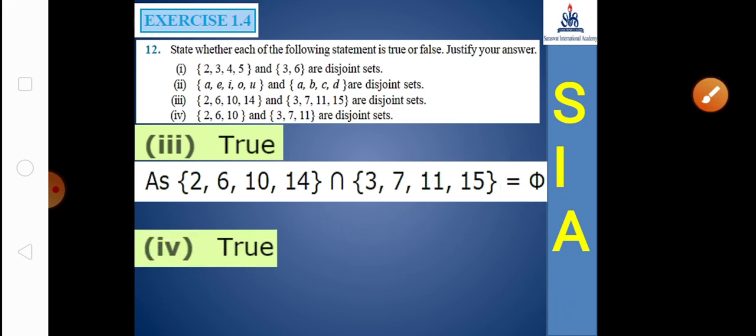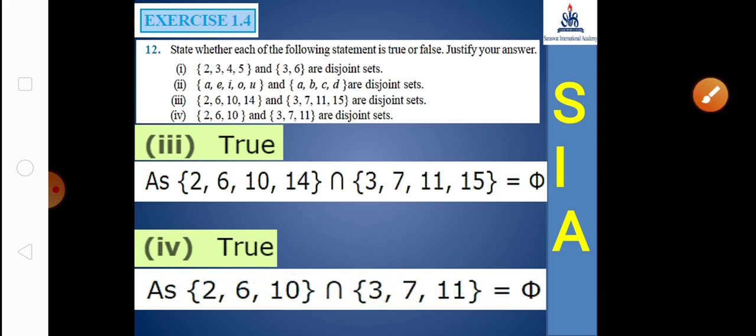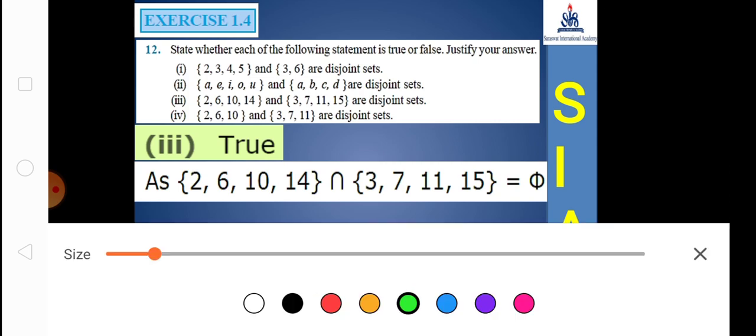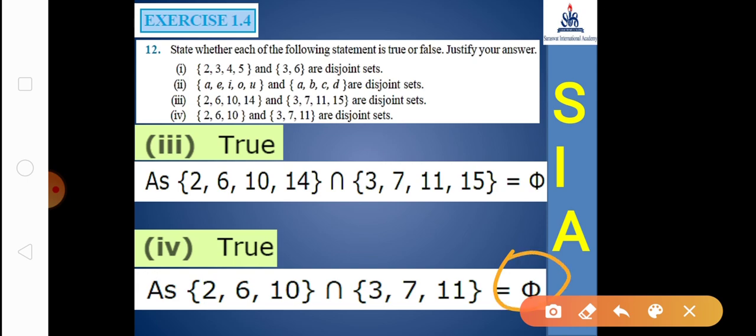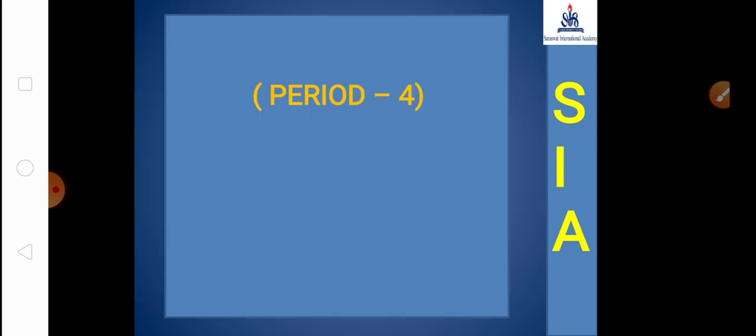And fourth is also true. Nothing common. Again check whether my answer is a null set or not. Yes, it is definitely a null set answer. Whenever you get a null set, then you can call it a disjoint set. Disjoint means both sets have different elements. Continue. Here exercise 1.4, question 12 is done.